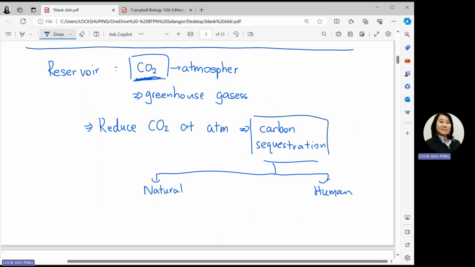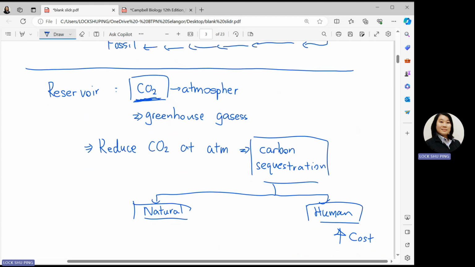We can do it artificially to remove carbon dioxide from the atmosphere by pumping the carbon deep into the ocean, or storing it deep in the land. This is done artificially by humans, which is first of all very high cost. It can also happen naturally through several processes.